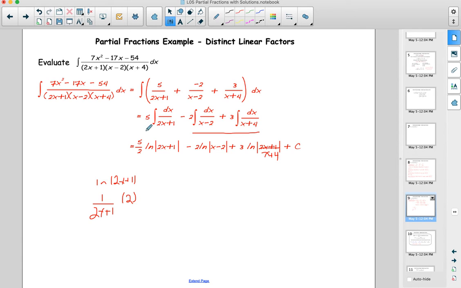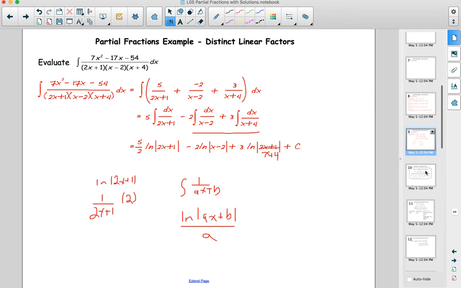So instead of just putting a 5 out in front, I've had to put 5 halves so I can account for that extra 2 coming from the chain rule. Make sure you have 5 halves here and not 5. So this is 5 halves the ln of 2x plus 1. And in general, the antiderivative of ax plus b is the ln of the absolute value of ax plus b, divided by a.